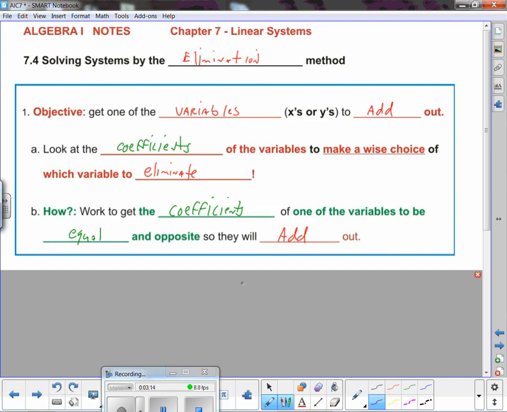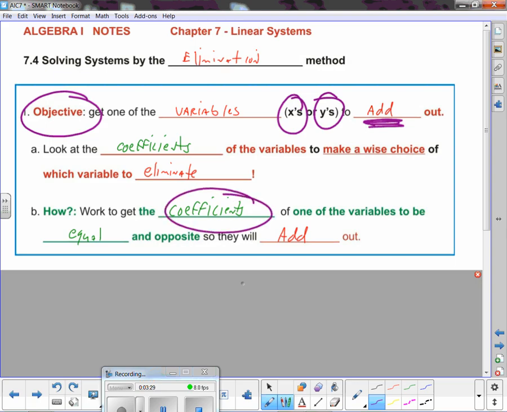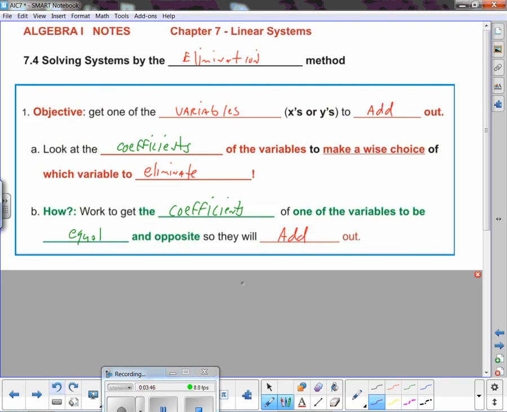All right, so let me recap here. What's your objective in this methodology? You got to get one of the variables, either the x's or the y's, to add out. What would make them add out? If you get their coefficients to be equal and opposite, they will add out. So it's important that you make a wise choice as to which variable you want to seek to eliminate. Okay? So that's the concept, and that's what we're after right here.